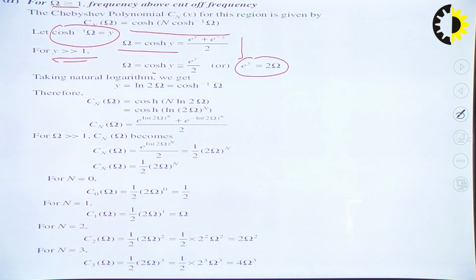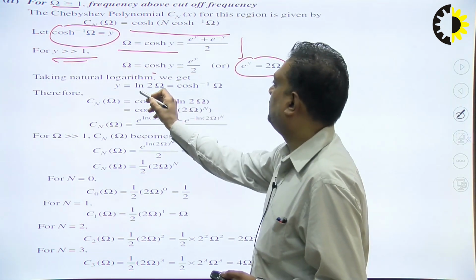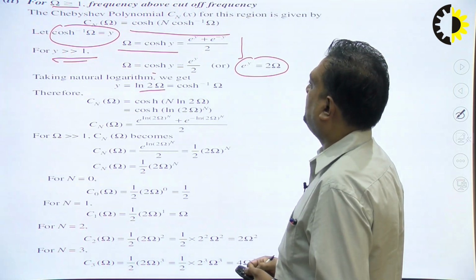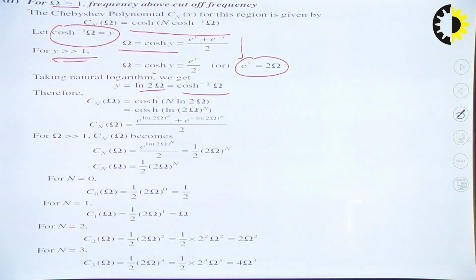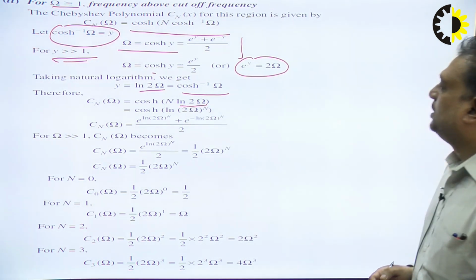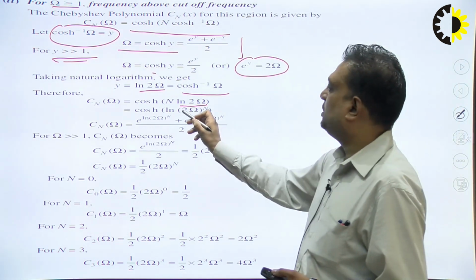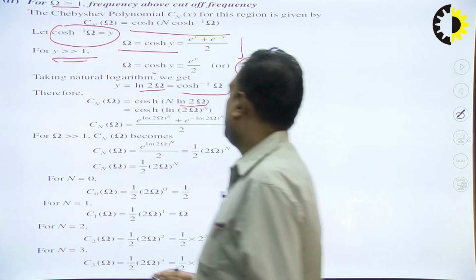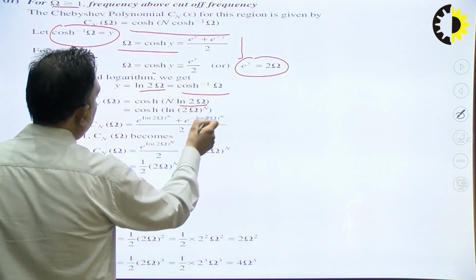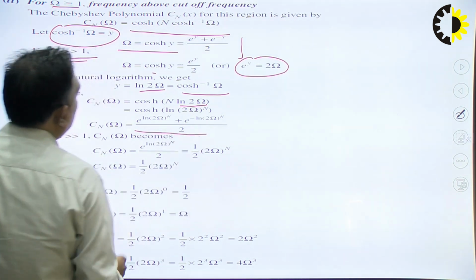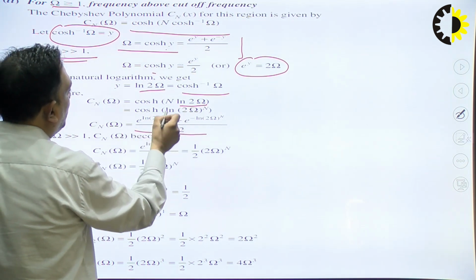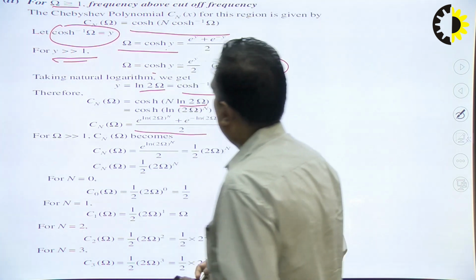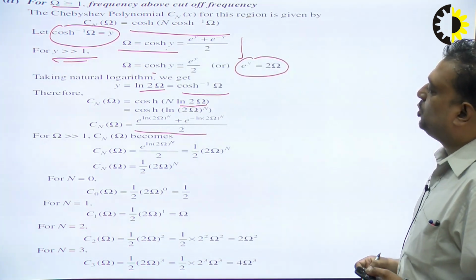Now we can take the natural logarithm on both sides. So y equals log of 2 omega, and this will be equal to cosh inverse omega. Therefore Cn omega will be cosh of n times log of 2 omega, and this we can write as cosh of log of 2 omega to the power n. Since cosh y equals e to the power y plus e to the power minus y by 2, similarly cosh of log 2 omega to the power n is e to the power log 2 omega to the power n plus e to the power minus log 2 omega to the power n, divided by 2.